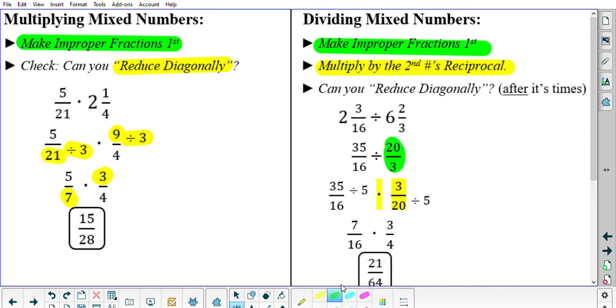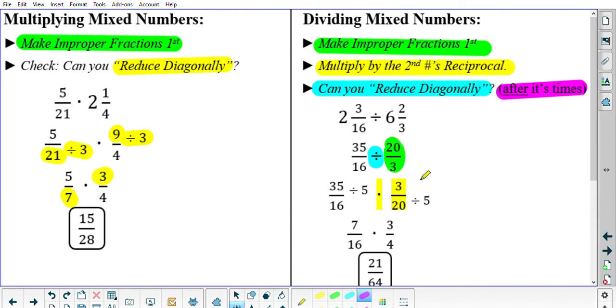Now, can you reduce diagonally with division problems? The answer is no, not when there is division in between, but you are allowed to reduce after you've made it multiplication. And so that's what I did here on this example. I did not reduce the 20 and the 16 when there was division. Even though I was tempted to, they're both divisible by 4, I did not, because there was division in between. You can only reduce diagonally when there is a multiplication symbol in between.